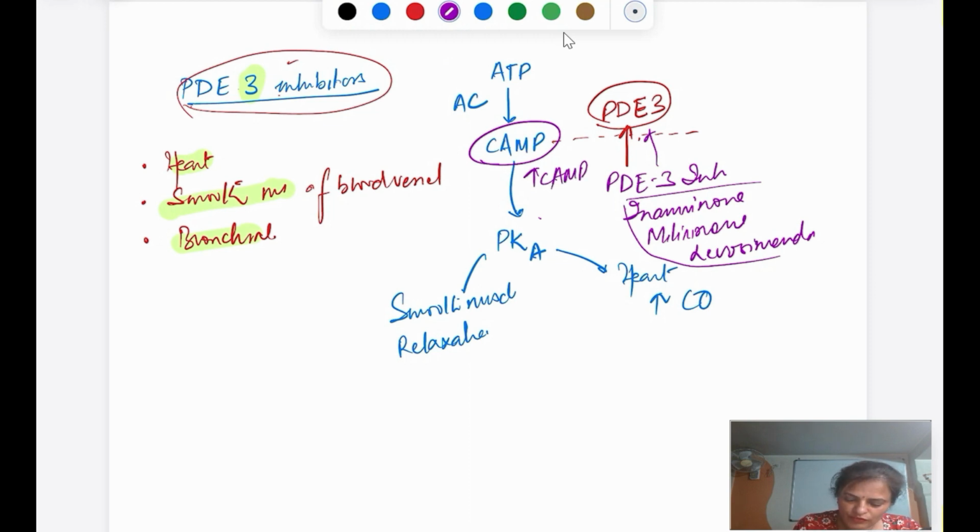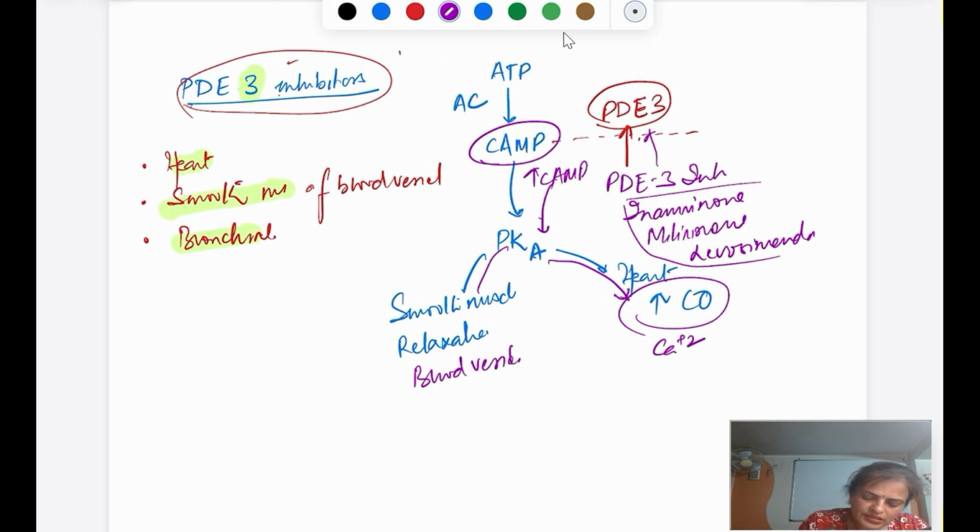That leads to phosphorylation of protein kinase A, and then what will happen? It is going to increase the cardiac output by increasing the level of calcium, and it is also going to cause relaxation of the smooth muscles, especially blood vessels. So this group of drugs is very commonly called inodilators.